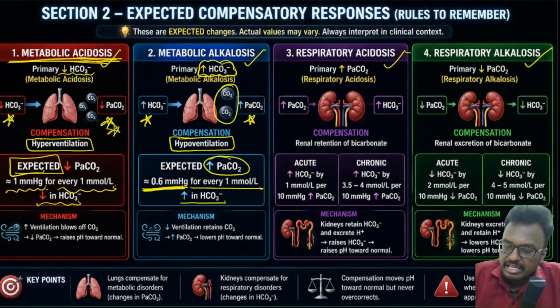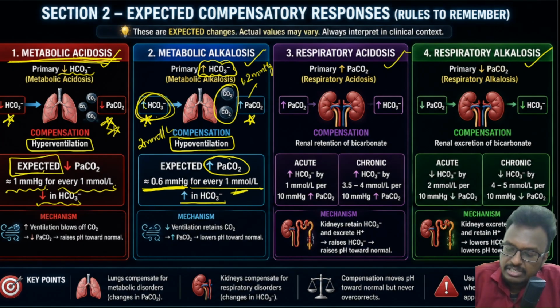That is, if the bicarbonate increases by 2 millimoles per liter, then how much should PaCO2 increase? It should increase by 1.2 mmHg, because 1 millimole per liter should increase it by 0.6, so 2 will increase it by 1.2 mmHg. That is how the compensation works in cases of metabolic alkalosis.